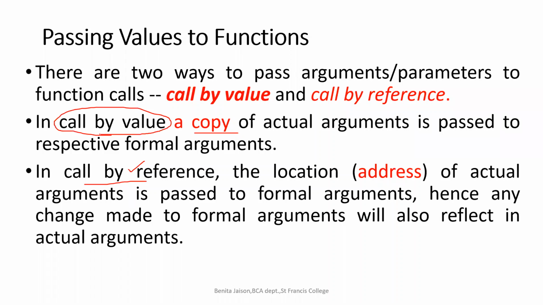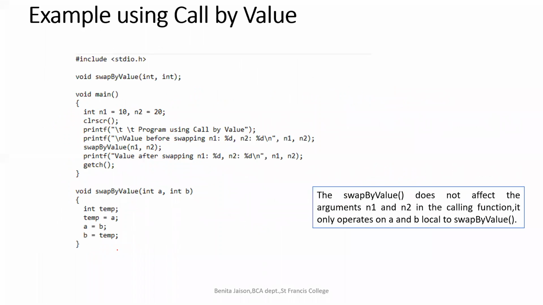So write in your own words: in call by value, a copy of the actual arguments is passed and the changes are made only in the copy, while in call by reference the address of the actual argument is passed, and whatever changes are made will also affect the actual arguments. Here there is no change to the actual arguments, only the copy given to the formal arguments is changed. In call by reference, whatever changes we make to the formal arguments will be reflected in the actual arguments. I have given this in the form of a table at the end of this example.